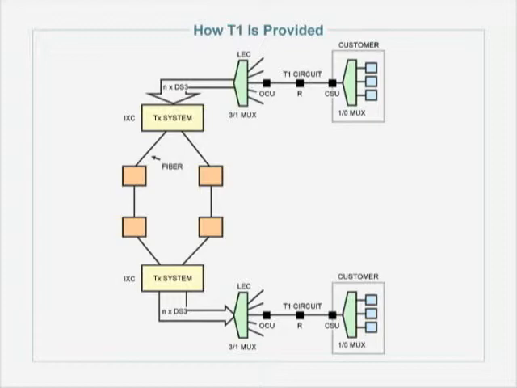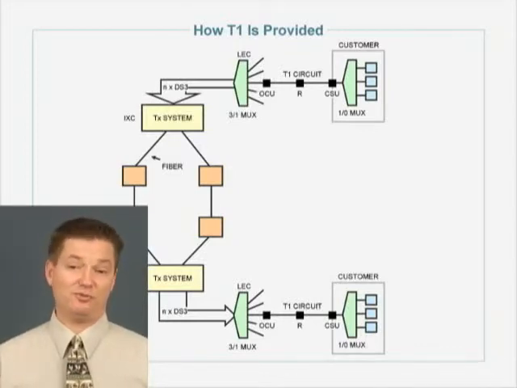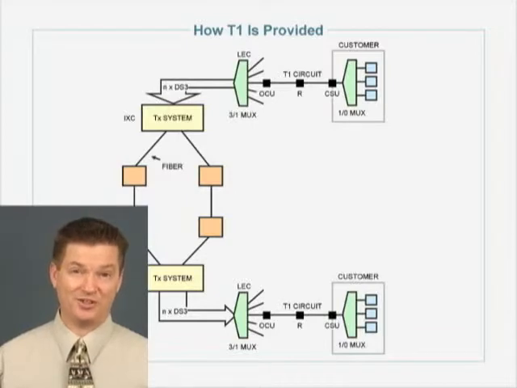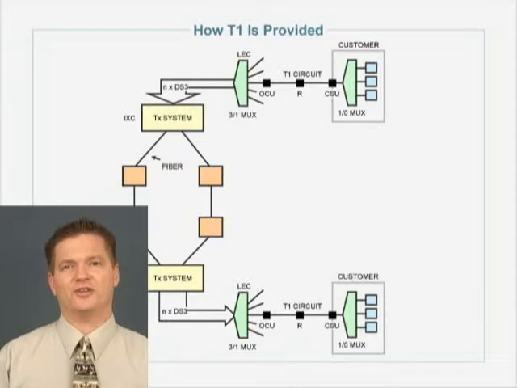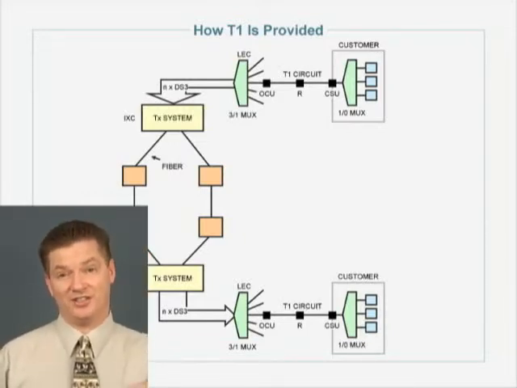On this diagram, there are some buzzwords written on here. It says 10 mux at the customer premise and 31 mux at the LEC. A 10 mux is a box that multiplexes between DS0 and DS1. So this would be at the customer premise because T1 is a DS1 rate service. The customer gets a DS1. So they would have a multiplexer that lets them split out that DS1 into individual DS0s inside their building if they wanted to.